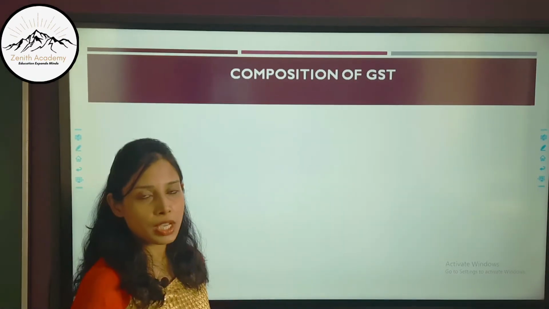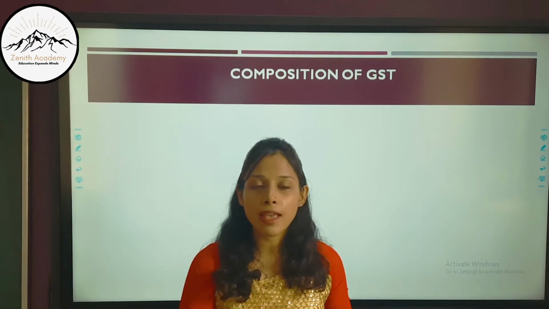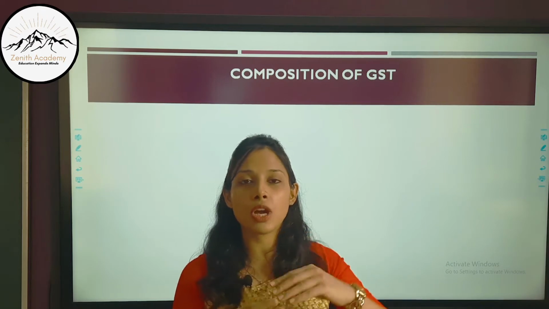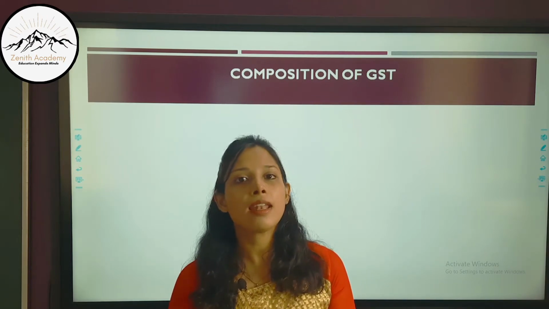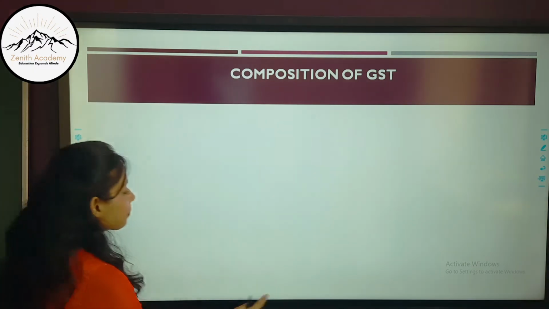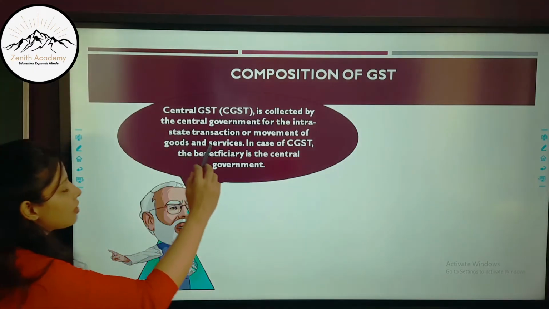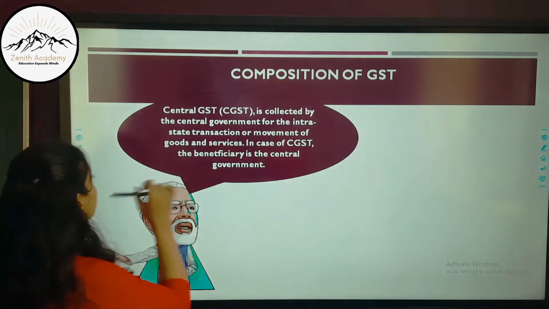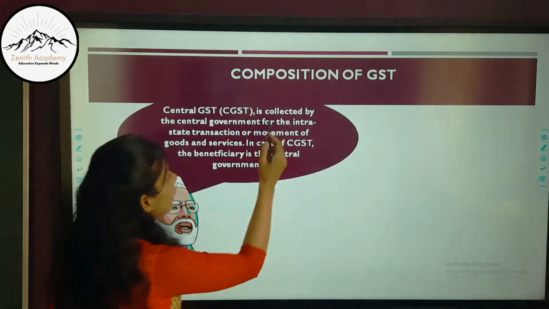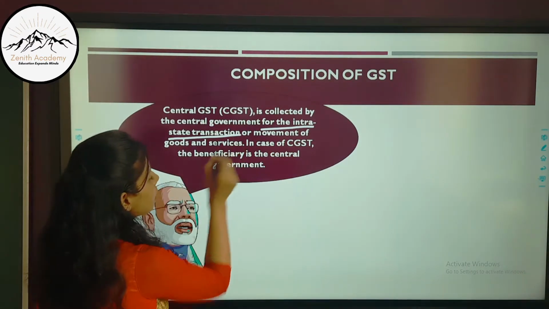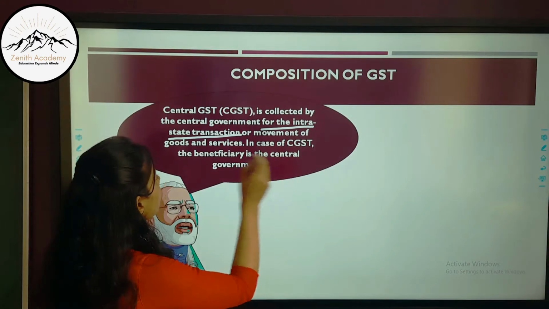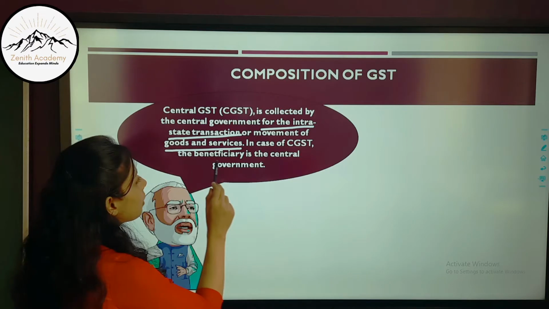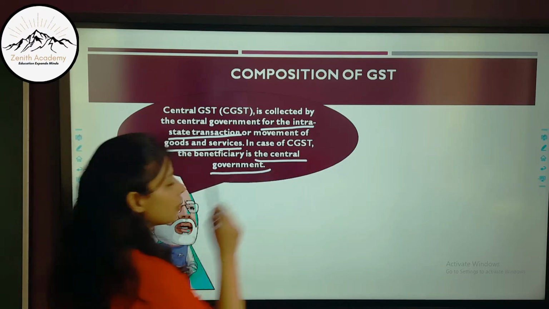The composition of GST. Now, if you have seen any of your shopping bills, you must have realized that GST is charged in two parts, CGST and SGST. So what is that? Central GST or CGST is collected by the central government for the intrastate transactions. For the intrastate transactions, please keep this in mind, or movement of goods and services. In case of CGST, the beneficiary is the central government.